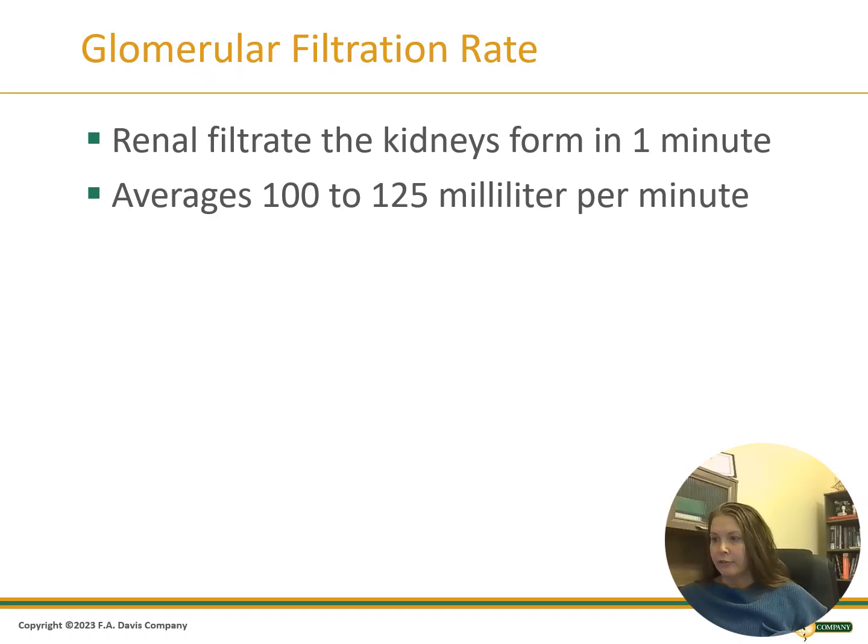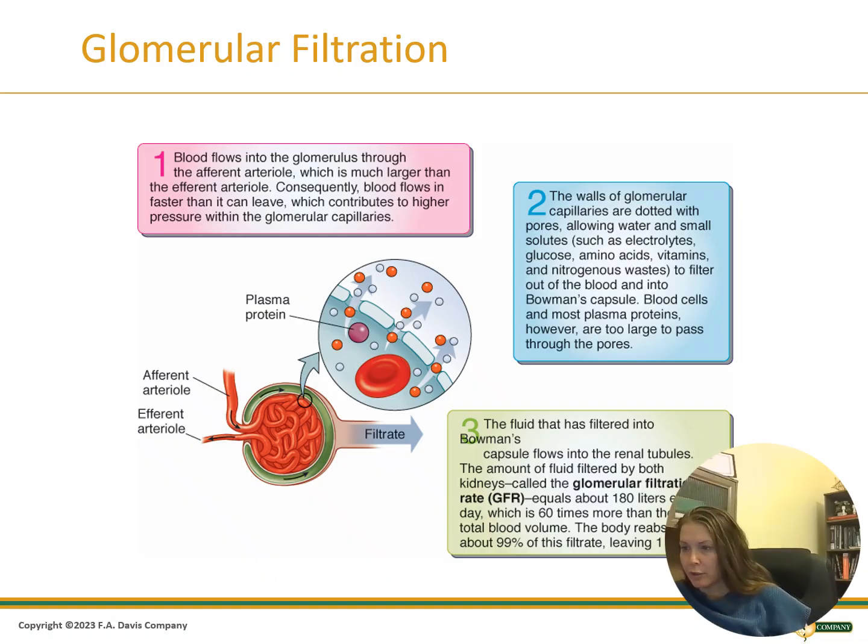So our glomerular filtration rate. Our renal filtrate in the kidneys forms in 1 minute. This is going to average around 100 to 125 milliliters per minute. So they're really kind of cranking that through. Next, we have a picture of the glomerular filtration. This is explaining the process of it in the nephrons. So the high pressure blood flow is going to go through.